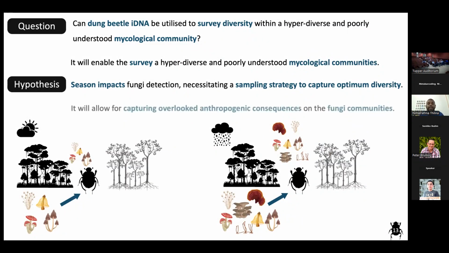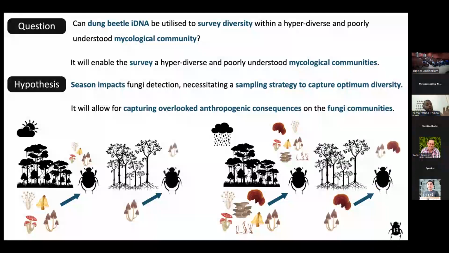And last, we assume the fungi community may be affected by the habitat conversion from the rainforest into the rubber plantation. Therefore, the available fungi for the dung beetle to feed on is going to be really low, so the fungi we can find from the dung beetle gut may also be low. So with this method, possibly we can capture the habitat effect of anthropogenic habitat conversion on the fungi community.